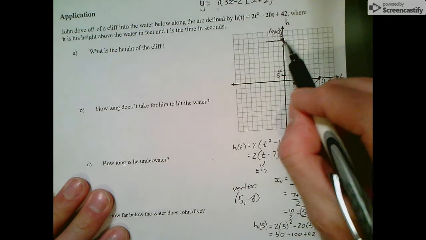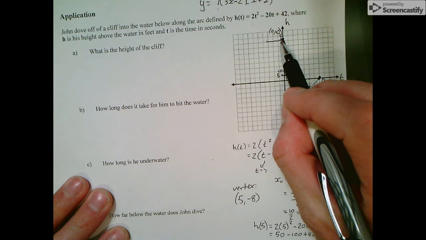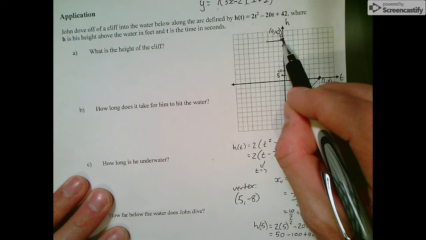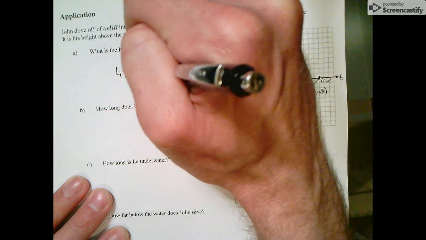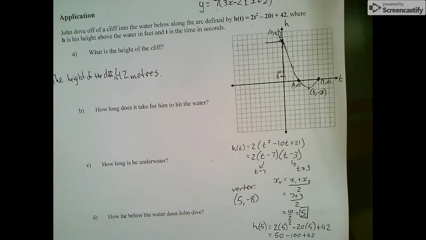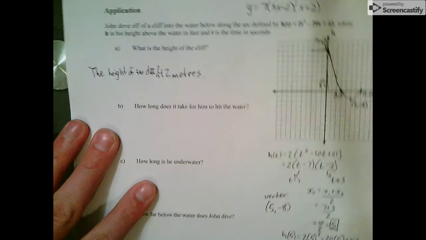So the height of the cliff is where he started from. This is his height at time 0, which is why I found this figure. So it's 42 height above the water. Let's say it's in meters. The height of the cliff is 42 meters. I should answer in full sentences.